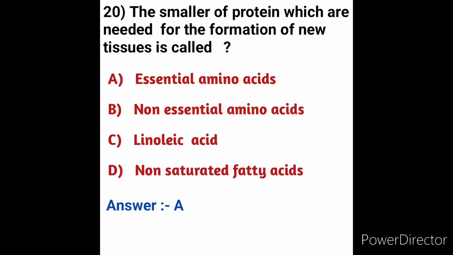Option A. Essential amino acids perform important roles in the body, including tissue growth, energy production, immune function and also nutrient absorption. Here, the smaller units of protein which are needed for formation of new tissues are option A, essential amino acids. Next we will see question number 21.